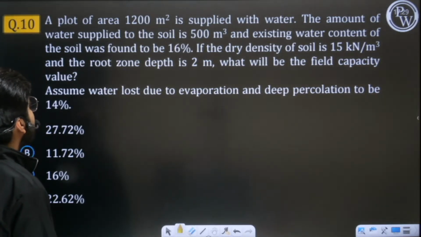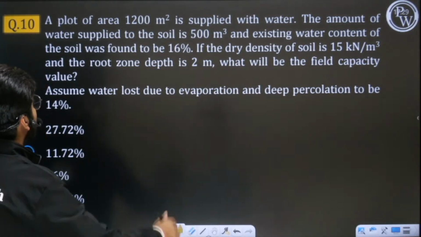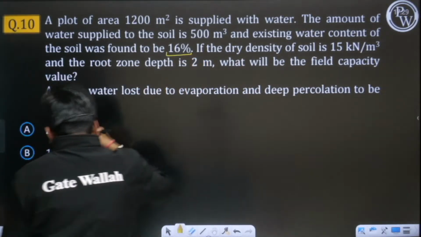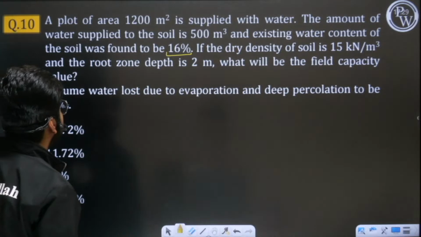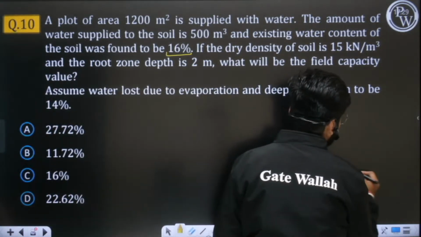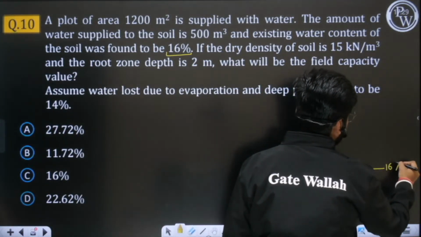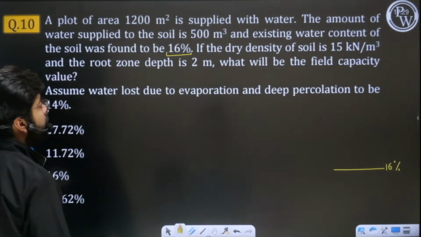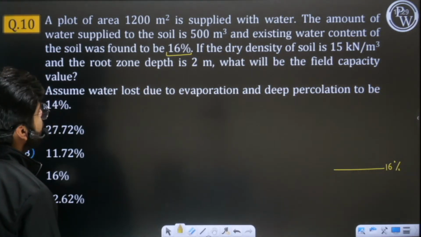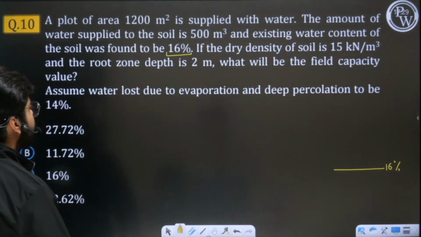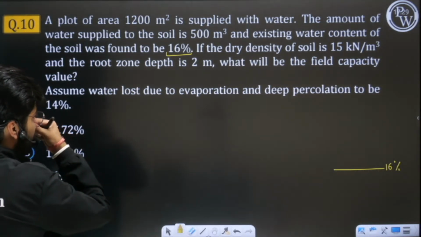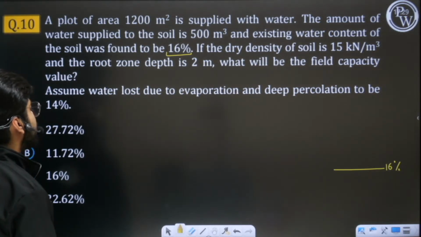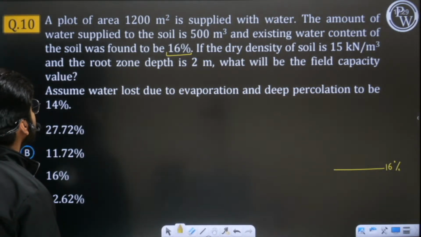Okay, so plot of area is given to us. Amount of water supplied is given to us. Existing water content is given to us, 16% is the water content which is given here. If the dry density of soil is 15 kilonewton per meter cube, root zone depth is 2 meter, what will be the field capacity? Assume water loss due to evaporation and deep percolation is 14%.